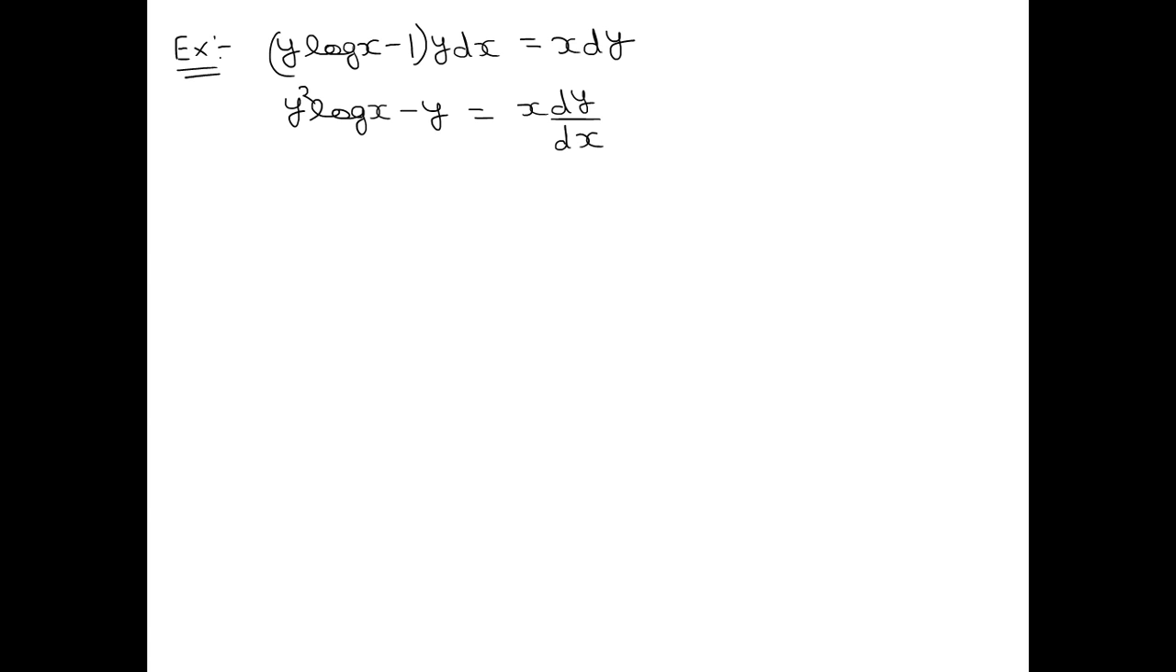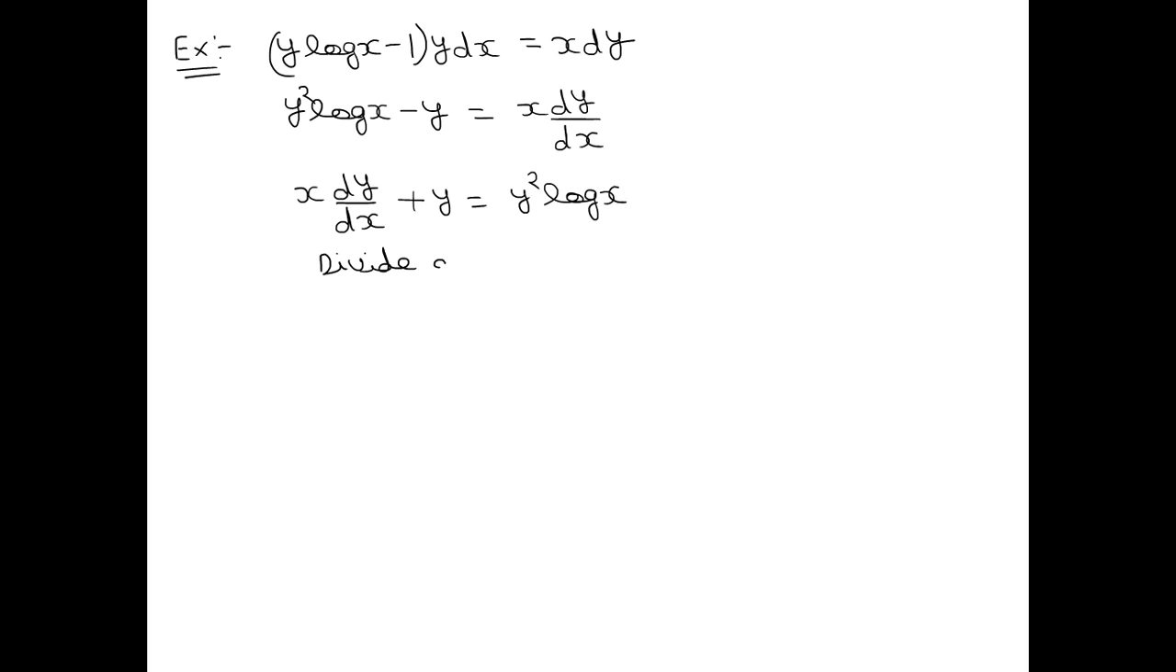Okay, so in the next step it becomes x dy by dx plus y equals y square log x. Now I think this is what the Bernoulli differential equation looks like. If you divide this equation by x, you will get Bernoulli's equation.